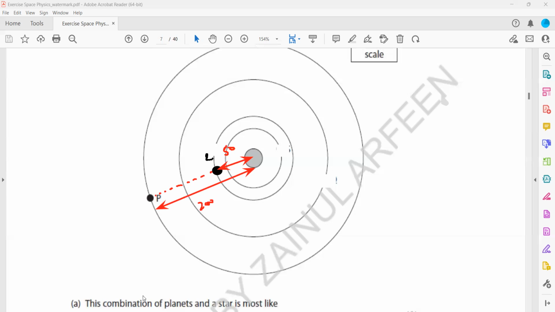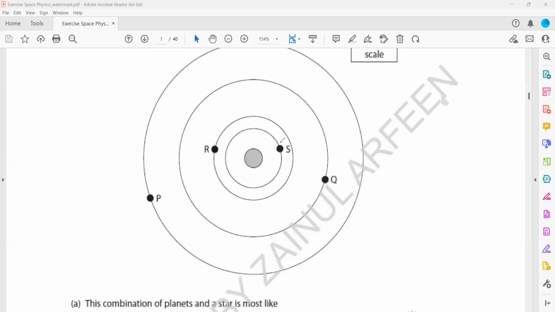No, not 2 pi R. The 2 pi R is a circumference. We need the distance between P and R only. 150 million. Why? Because from P to the star it was 200, from R to the star is 50. So how much is this distance? It's 200 minus 50, that's equal to 150. 2 pi r is for orbital distance, for one complete revolution.